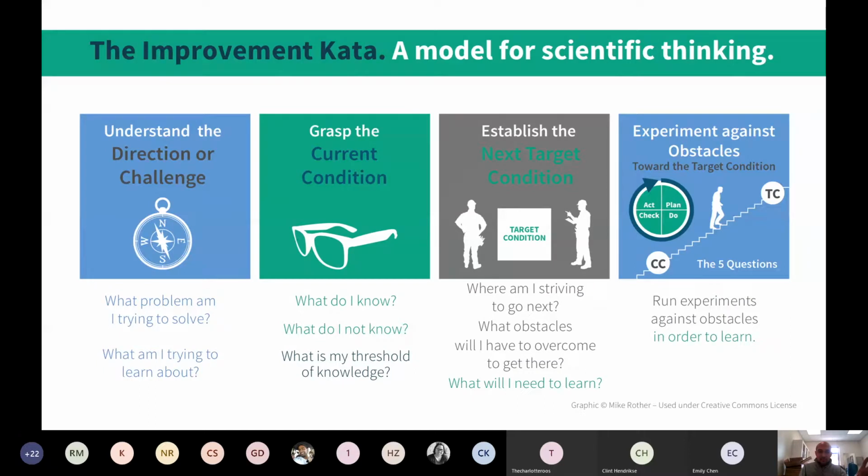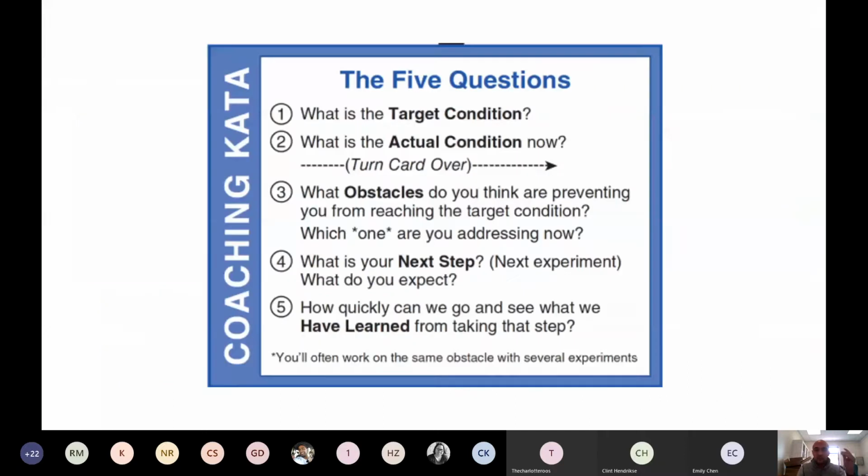Understand the direction, grasp what is happening in your situation, get all the information: needs analysis, situational analysis, needs assessment, and so on. Establish the target condition and then work through all the obstacles with PDSA to get there. That's basically the summary, and I think it's important to know.